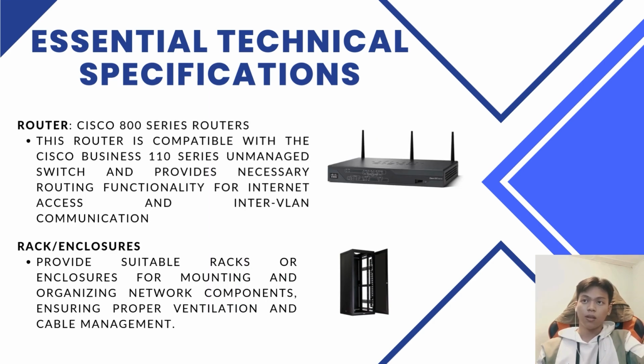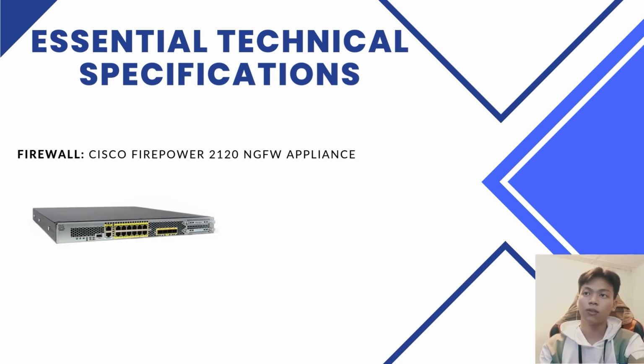Next, router. We have chosen the Cisco 800 series router. This router is compatible with the Cisco Business 110 series unmanaged switch, and it is cost-effective. We also provide a suitable rack because we don't want any cable to be messy in the office. For the firewall, we have chosen the Cisco Firepower 2120 next generation firewall appliance. It has over 99% threat blocking effectiveness and URL filtering for many categories.